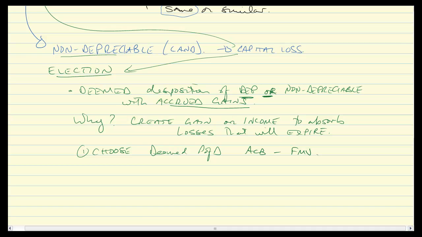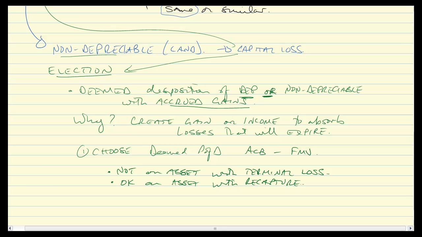Okay, but the only restrictions on this are that you cannot do it on an asset that has an inherent terminal loss. That's obviously a depreciable asset, but you can't do it there. But it is okay to do it on an asset with recapture. Again, as I mentioned, why would we ever want recapture? Well, this will come out more clearly when we look at the partial election. So, okay on an asset with recapture. Those are the two little caveats, but other than that, you can basically go asset by asset and say, okay, there's a gain on that, let's deem it to be realized or not.